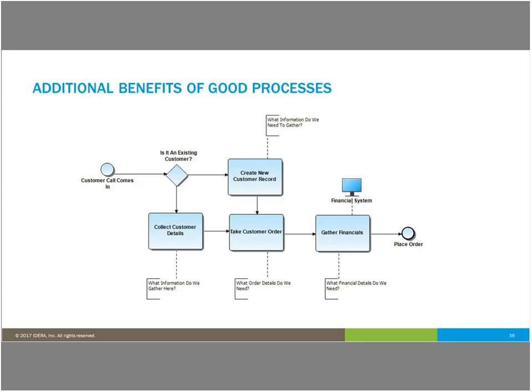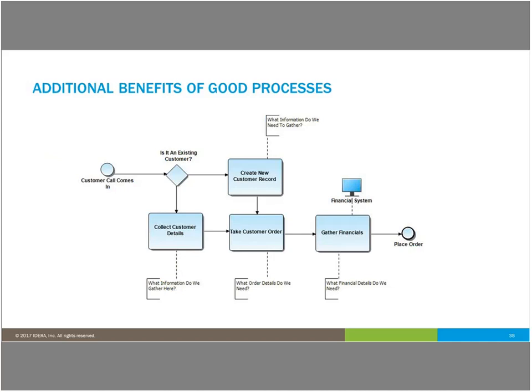In this case, I've shown the very beginning preliminary conversation of you starting to draw out a good process. So if the customer calls in, is it an existing customer? If it is, then I'm going to collect the customer details. If not, I'll create the new customer record. I'll take the customer order. I'll gather their financials, and I'll place the order. And I do maybe know that the financials at least are going to be in the financial system.